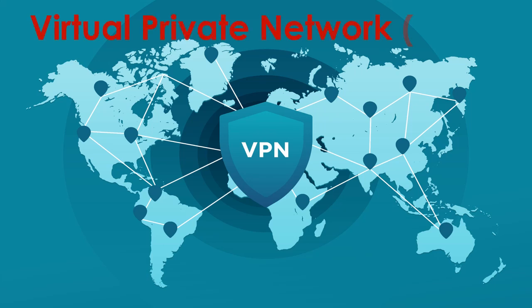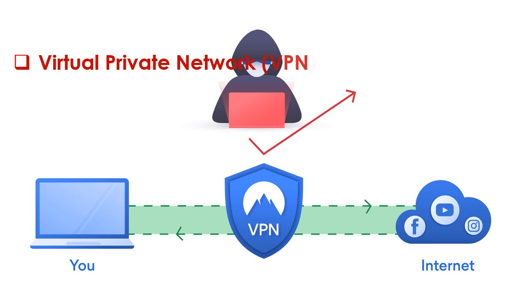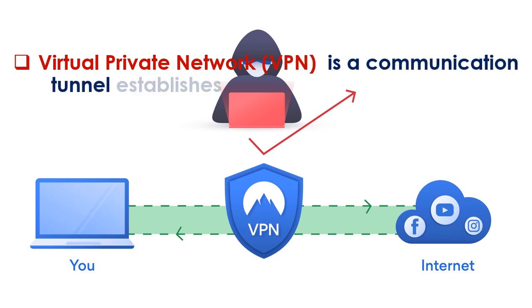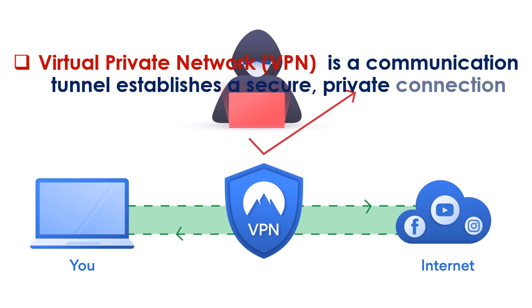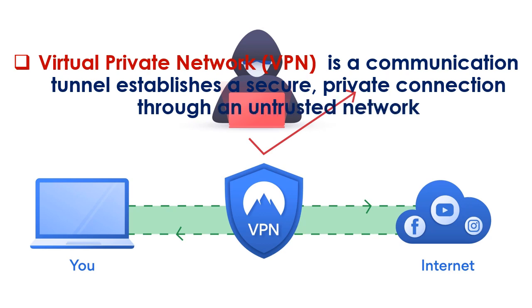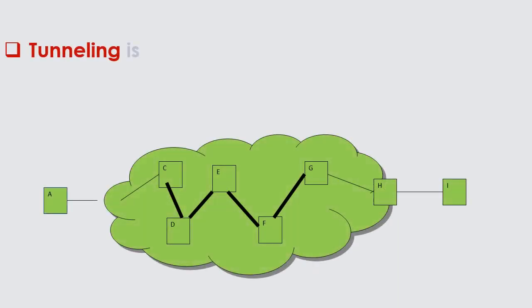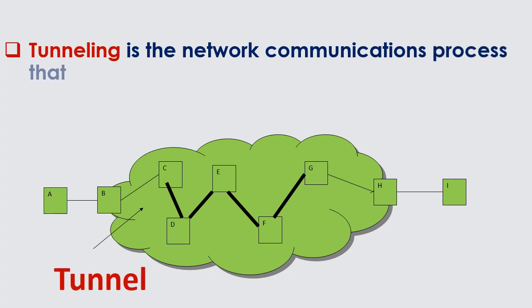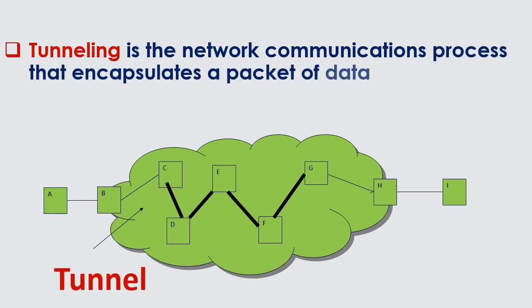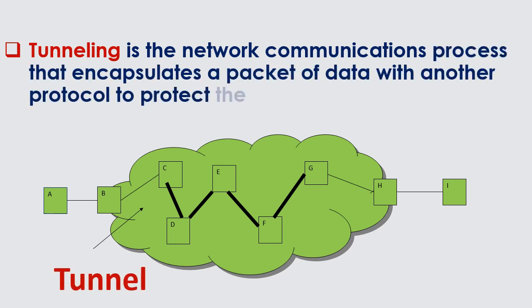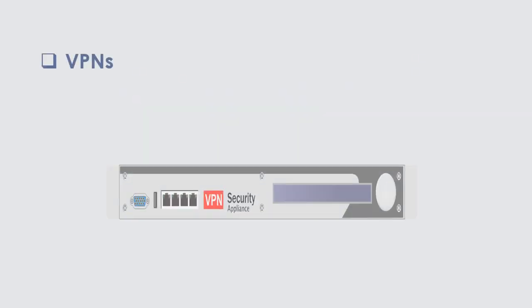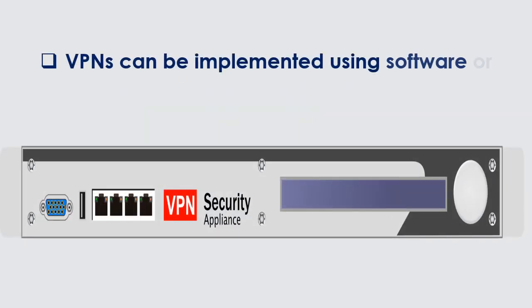Virtual Private Network, VPN. A Virtual Private Network, VPN, is a communication tunnel that establishes a secure, private connection through an untrusted network. Tunneling is the network communications process that encapsulates a packet of data with another protocol to protect the initial packet. VPNs can be implemented using software or hardware solutions.